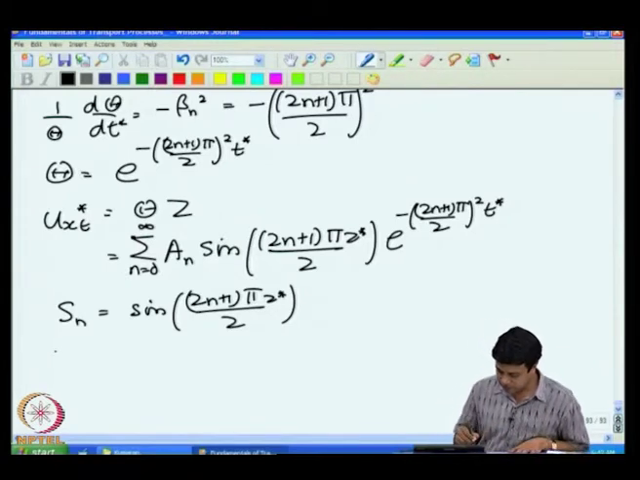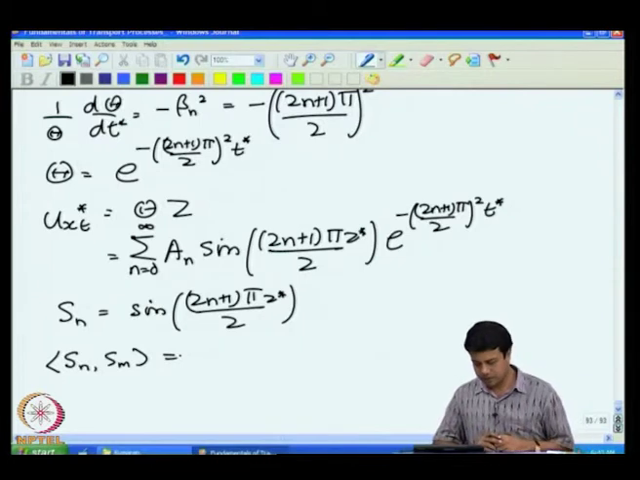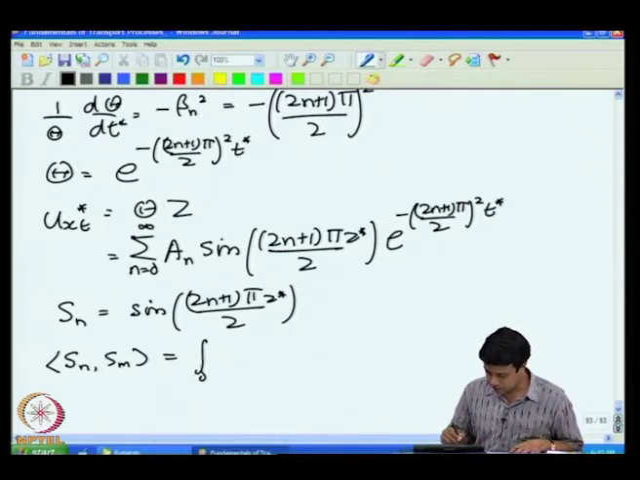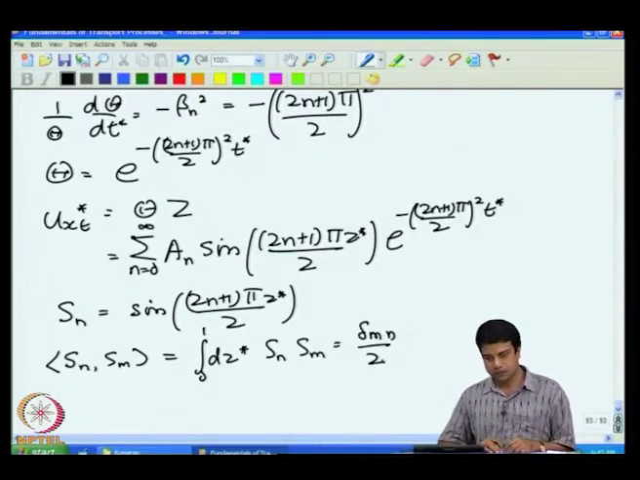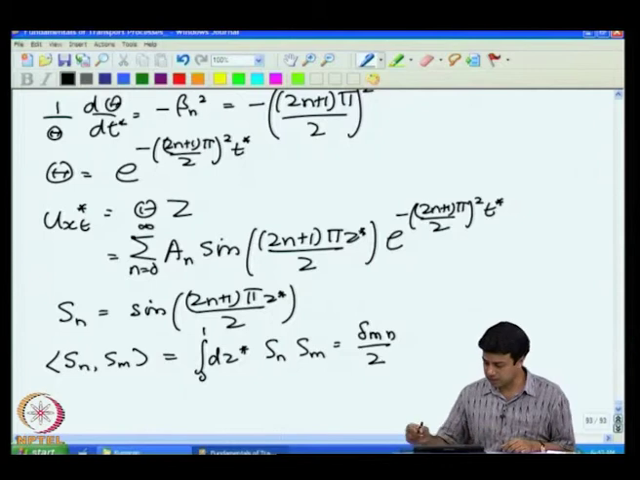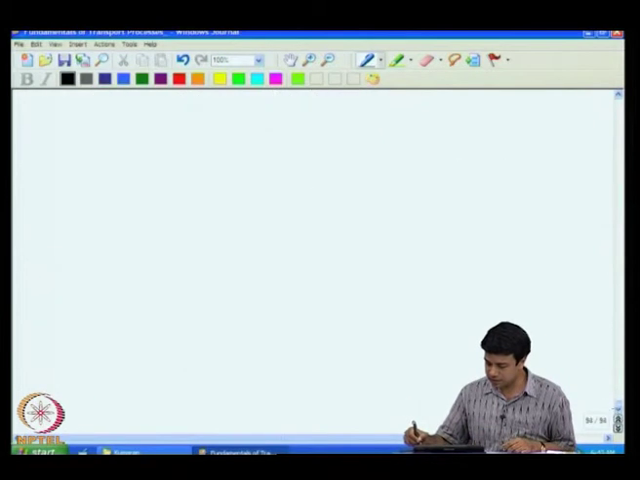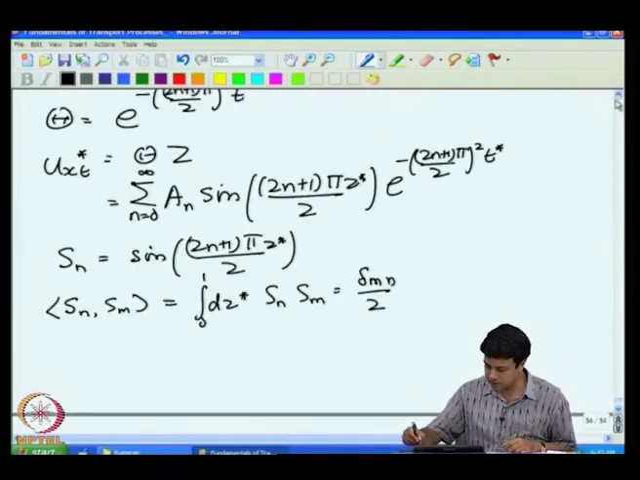And the orthogonality function, the inner product of Sn and Sm, is equal to the integral from 0 to 1 of dz, S_n star times S_m, which is once again equal to delta_mn by 2. You can work it out for this function as well. It gives you the same identical result as that for sine of n pi z.